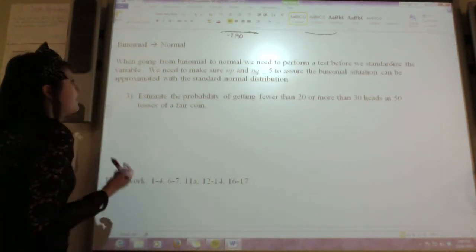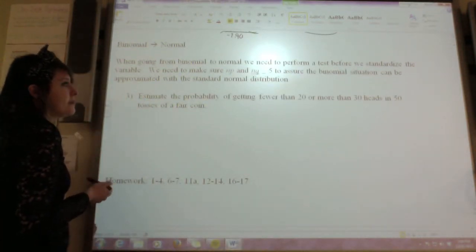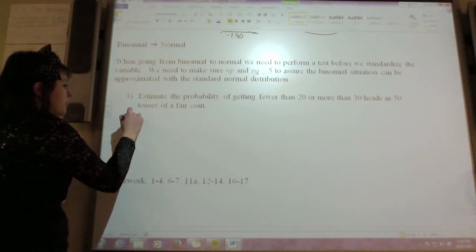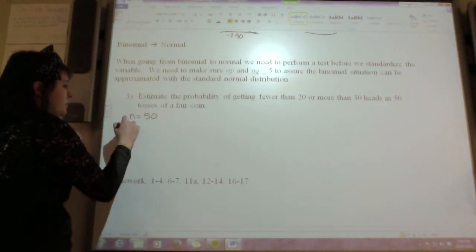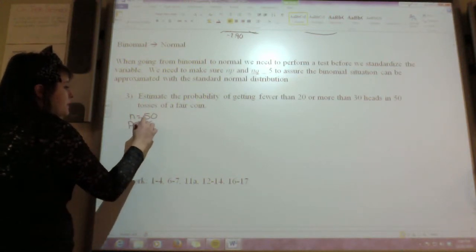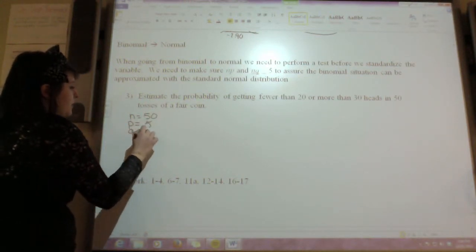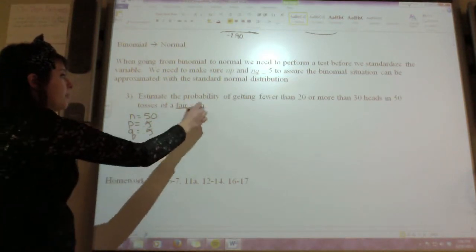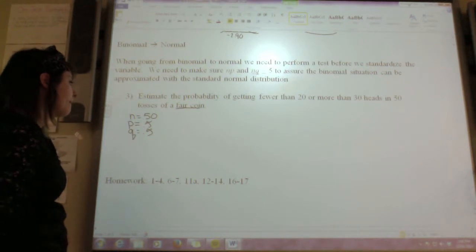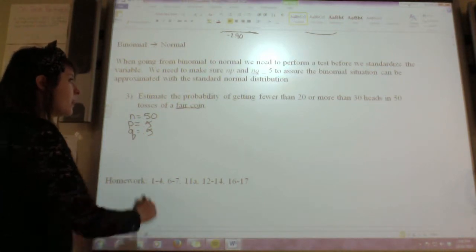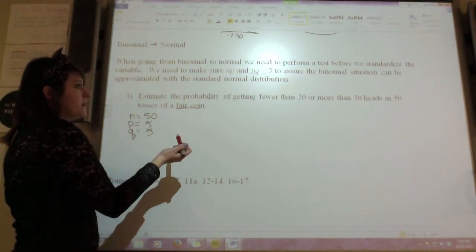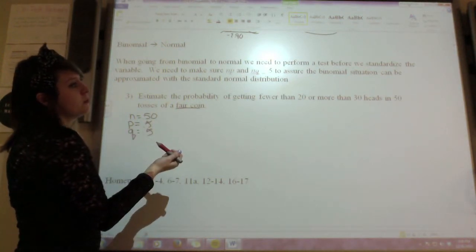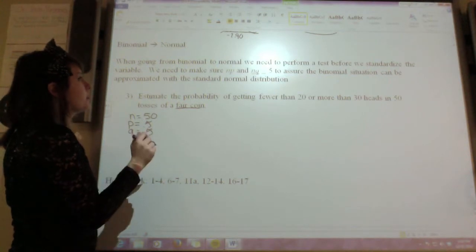Okay, so if I want to estimate the probability of getting fewer than 20 or more than 30 heads in 50 tosses of a fair coin, first of all, my n is 50, that's my number of trials. My probability of success is 0.5, and my probability of failure is 0.5 because I'm tossing a fair coin. So I want the probability of getting fewer than 20 or more than 30.